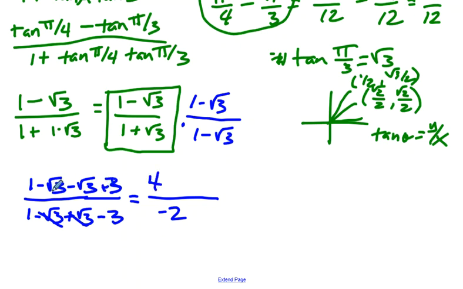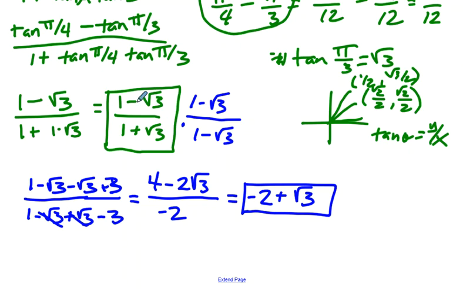So that gives me a 4. And then I have a negative root 3 and another negative root 3, so I have 4 minus 2 root 3. And then you divide them both by negative 2, so 4 over negative 2 is negative 2. Negative over negative is positive. Okay, so for the purposes of the test, we'll take this answer. This answer is a better answer because there's no radical in the denominator.